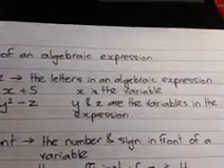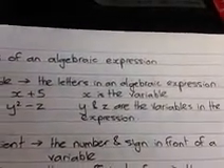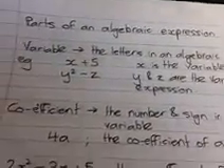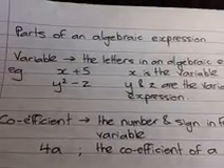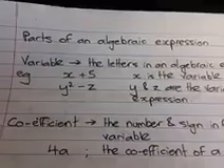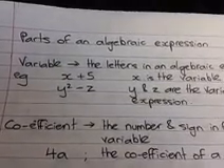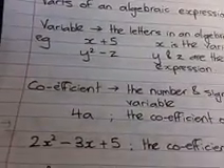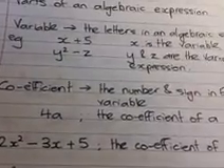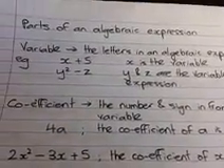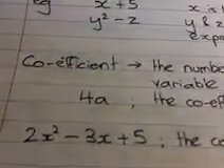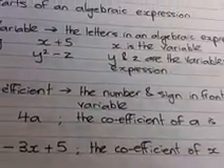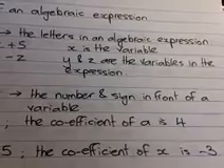Coefficients are the numbers and signs that are in front of a variable, or otherwise attached to a variable. For a, the coefficient of a would be the number and sign of the thing in front. So in this case, the coefficient of a is just simply 4. 2x squared minus 3x plus 5. The coefficient of x. Hone in on where x is. Find the number and sign in front of it. And then you can just simply answer the coefficient of x is negative 3.